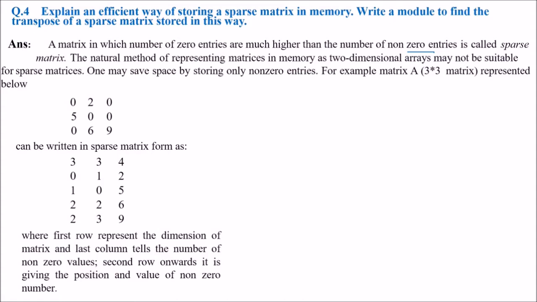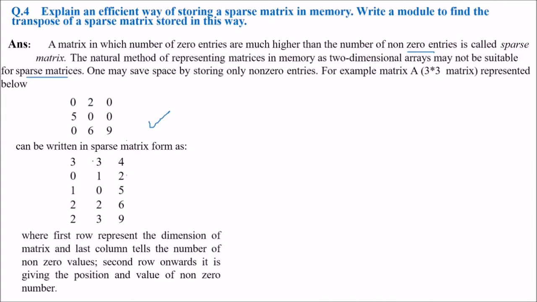So a natural method of representing matrices in memory as 2D may not be suitable for a sparse matrix because there are a number of zeros. So one may save space just by storing only non-zero entries. For example, if this is a matrix, it can be written in sparse matrix form as what? These are our values 2, 5, 6, 9. Here 2, 5, 6, 9, all these values are there.